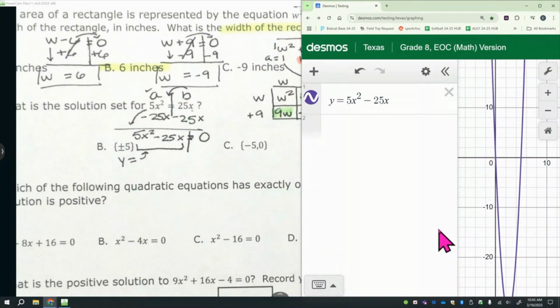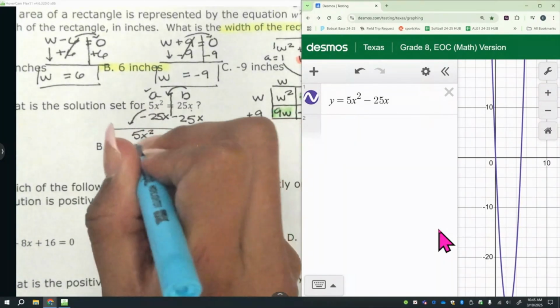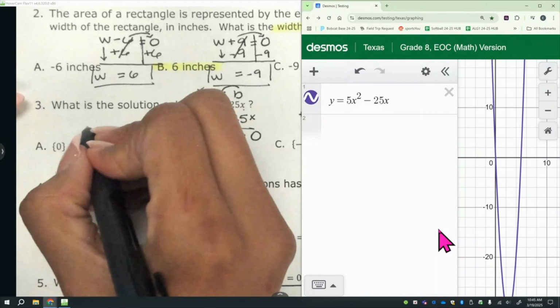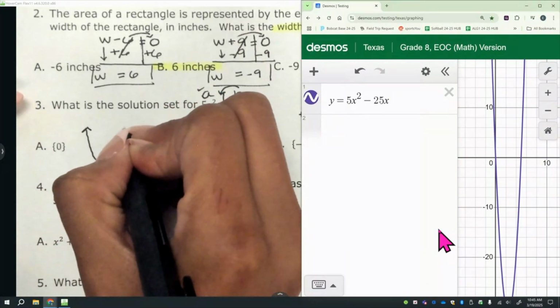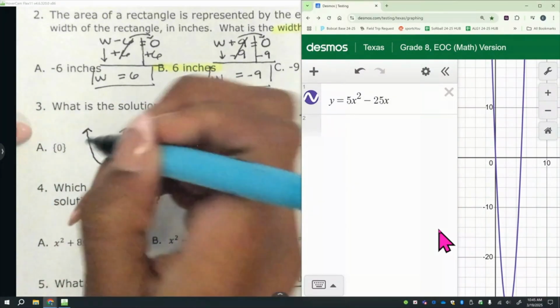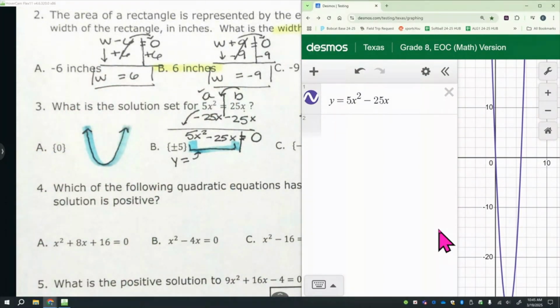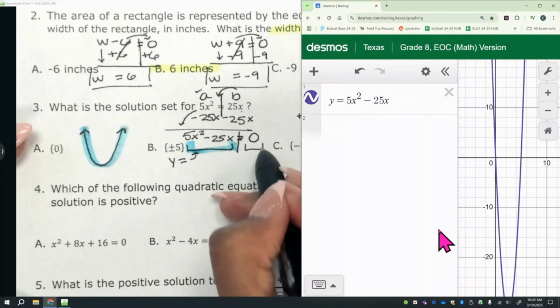So I'm going to draw some colors here. So when you type this in, we're going to draw ourselves a picture. This is what you get. A parabola. And we're going to color it the same color that we used here. Okay. Then you're going to type in the other half as well.